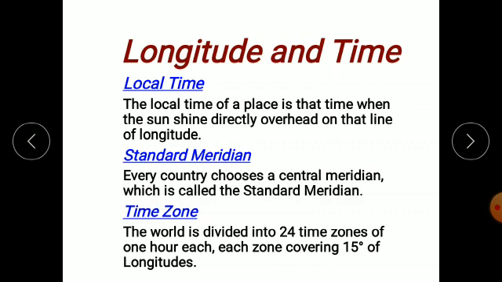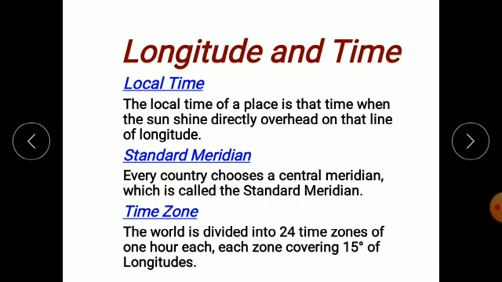In India, the longitude of 82 and a half degree east, which passes through Mirzapur city near Allahabad, has been selected as the standard meridian of India, and the time on this meridian is the standard time for India. This is called the Indian Standard Time or IST. Now students, let's know time zone. The standard time of different countries are not the same.